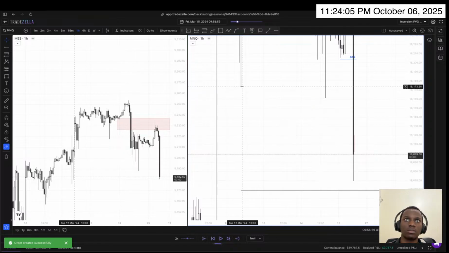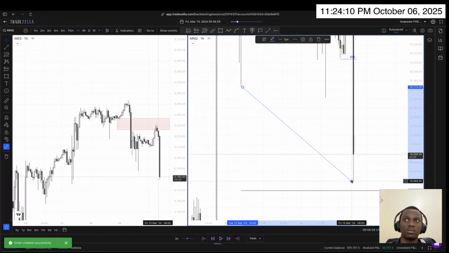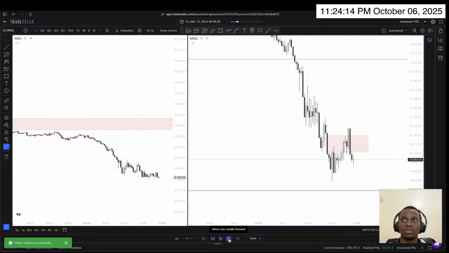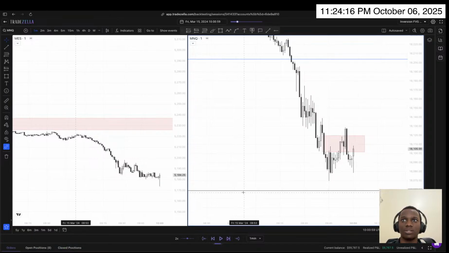Now, look at this. So I have an SMT with this thing here. I'd like to see a rejection. Let's see where this kind of closes. Does it return higher anywhere inside the inversion?